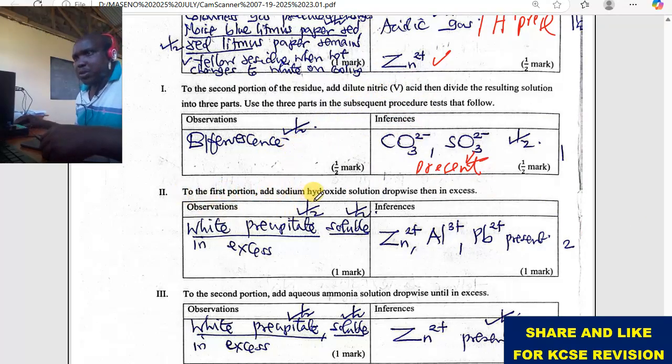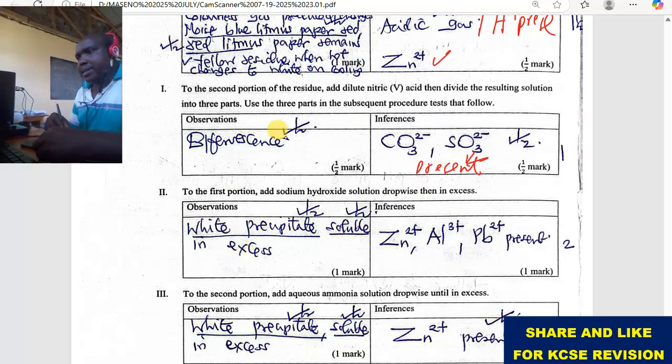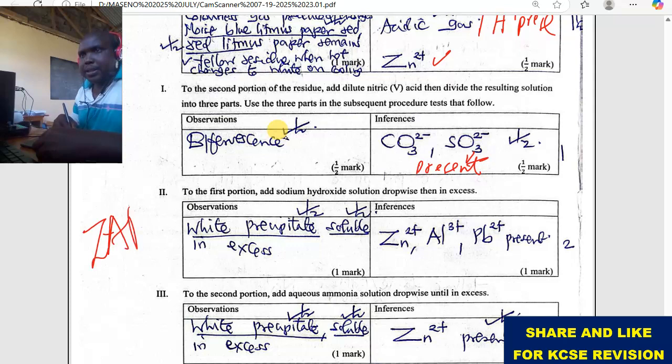To the first portion of this solution, add sodium hydroxide dropwise. A white precipitate soluble in excess is formed. If a white precipitate is formed soluble in excess, then ZAP is present. ZAP stands for zinc, aluminium, and lead. So these are present in the residue.